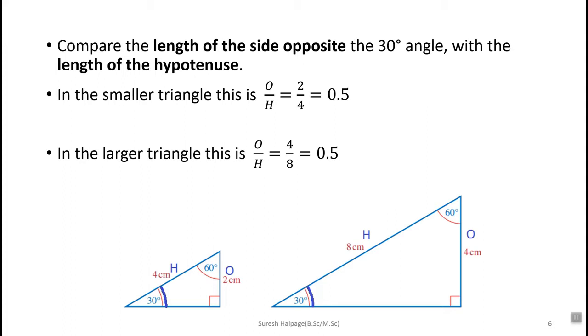So what is the ratio here? Opposite divided by hypotenuse. That is 0.5, half. Only for the 30 degrees angle. When you take another angle, you will get a different ratio. So this is called the sine ratio.